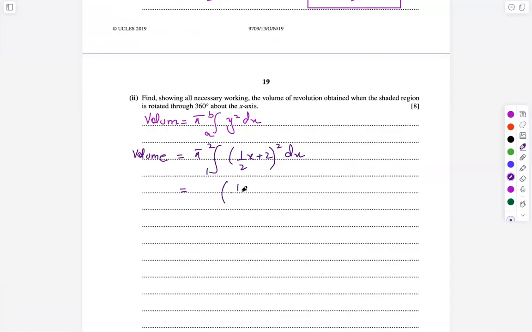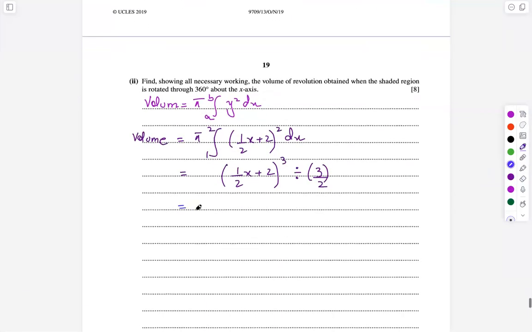So when we integrate this, this will become (half x plus 2), the power will increase by 1, and we'll divide it by the new power, which is 3. And also we'll divide it by the derivative of half x plus 2, which is half. So 3 will multiply by half, and that will become 3 upon 2. So we are dividing this by 3 upon 2. Now when we bring in the multiplication sign, that will become 2 upon 3. So the integral will become 2 upon 3 into (1 upon 2 x plus 2) to the power 3.